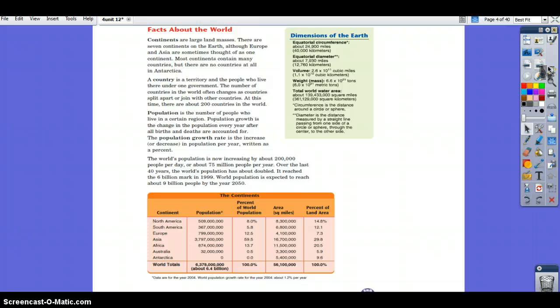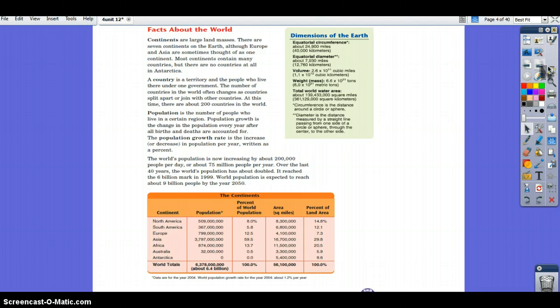Population is the number of people who live in a certain region. Population growth is the change in the population every year after all births and deaths are accounted for. The population growth rate is the increase or decrease in population per year, written as a percent. The world's population is now increasing by about 200,000 people per day, or about 75 million people per year. Over the last 40 years, the world's population has about doubled. It reached the 6 billion mark in 1999. World population is expected to reach about 9 billion people by the year 2050.